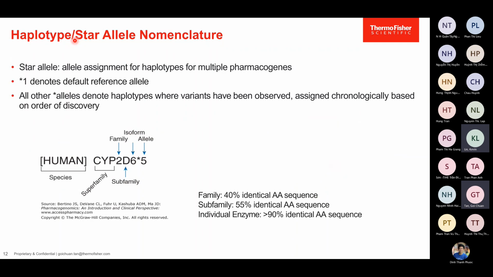And this is the star allele nomenclature, when you always see something like CYP2D6 star 5. Star 1 always refers to the reference allele most of the time. CYP refers to the superfamily when it comes to pharmacogenes, 2 refers to the family, D refers to the subfamily, then isoform, and alleles. How they decide is based on sequence similarity. For example, to belong to the same family of CYP2, CYP3, CYP4, it has to be 40% identical in amino acid sequence, and so on and so forth.